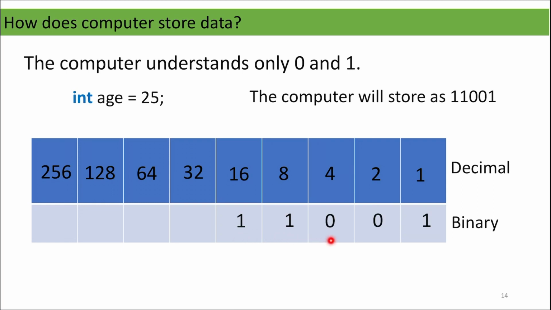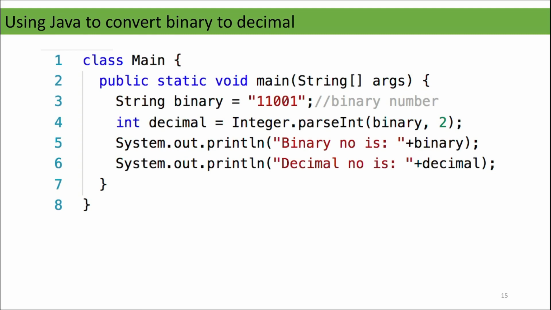And this is how the 11001 which you have here came. This is equal to 25. If you want to find the value of this one, add those that have 1. So this is 1 plus 8 plus 16, and that gives you 25. This is the way the computer will store data. It will store it using 0 and 1. And if you're using a data type of byte, it will be only 8 bits, but for int it will be 32. We cannot present it on the screen, so we'll keep it there.